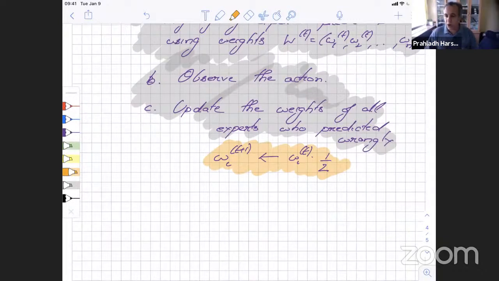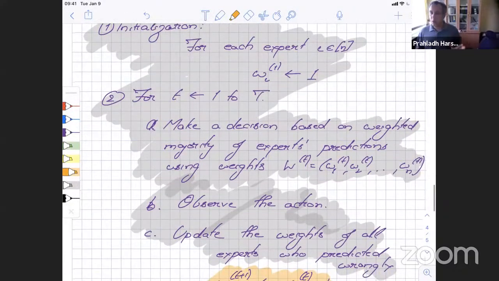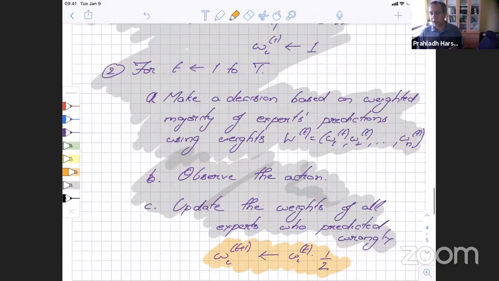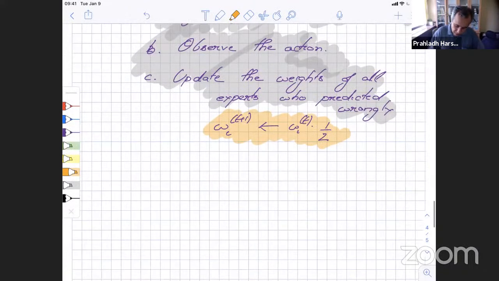So I want to analyze, is the algorithm clear once again? I want to analyze how well does this perform, and how well does it perform against the best expert with hindsight? This is what we want to do. So let's set up some notation before we state our theorem.